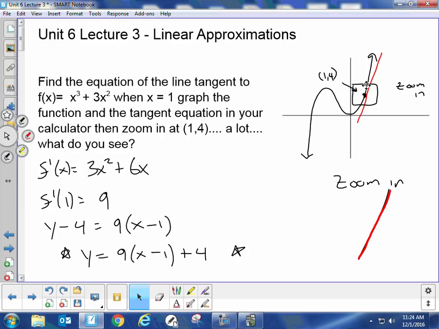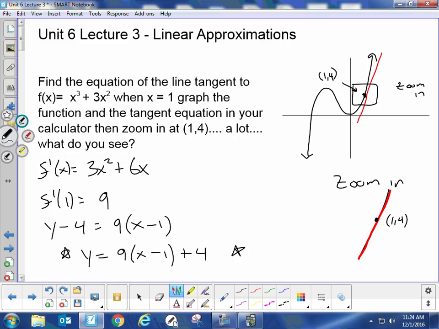But the closer we are to (1, 4), this is (1, 4) right here, they will share the point (1, 4). And the closer we are to this point, the closer the values of the tangent line will be to this function. Okay? The further we are away, the further away the values are going to be. You know, eventually you get further away and your function will be up here where your tangent line will be down there.